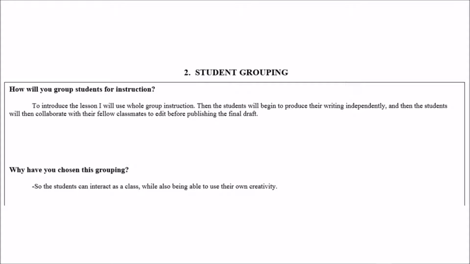Students will then begin to work independently to produce a rough draft of their writing piece. After the rough draft, students will then work together and collaborate during the edit process. After they've done that, students will then again work independently to produce their final writing piece. After that, I will grade their final writing piece according to a rubric.